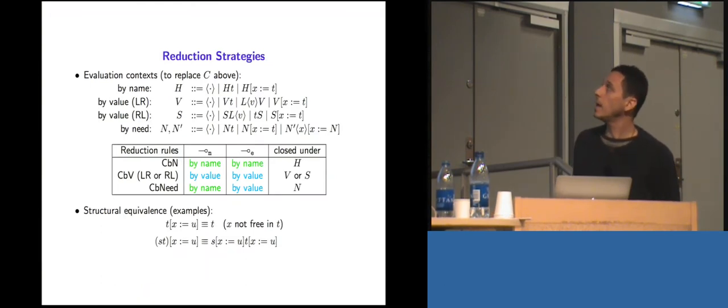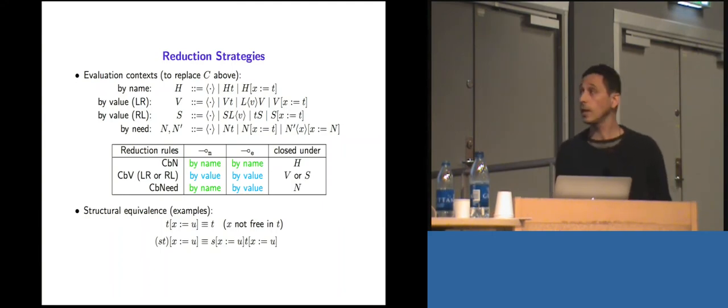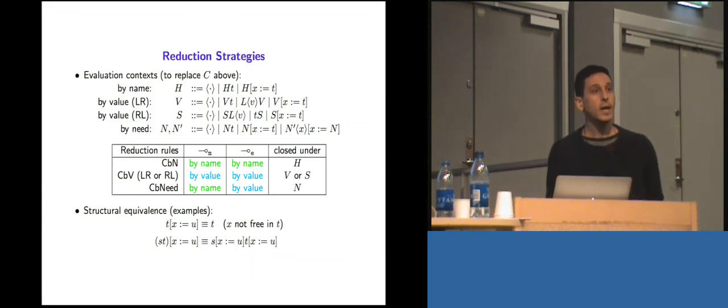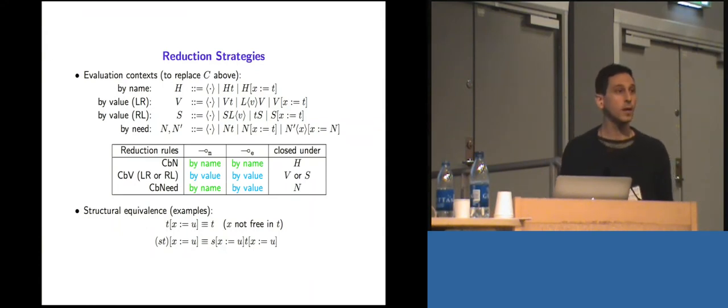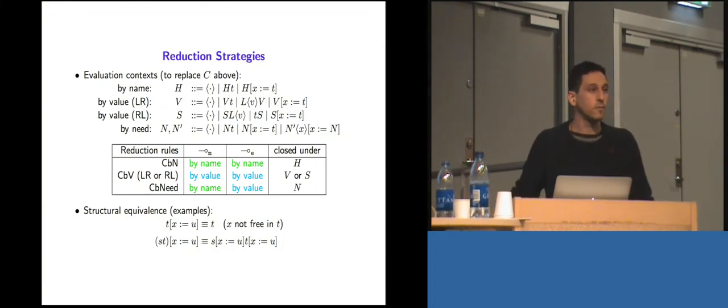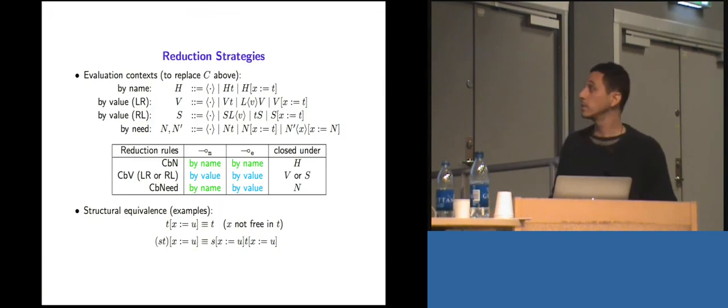So for call by name, you have call by name contexts. I mean, you never reduce under lambdas, of course, in no case. Then you have call by value, either left to right or right to left. And you have also call by need, which essentially is the call by name context plus an extra case that tells you that you can reduce inside an explicit substitution if you need the value of x. You're evaluating a term, and at some point you get to x, you have that n prime of x, and you have to go and look into the explicit substitution, because maybe it's not a value, and you have to normalize.